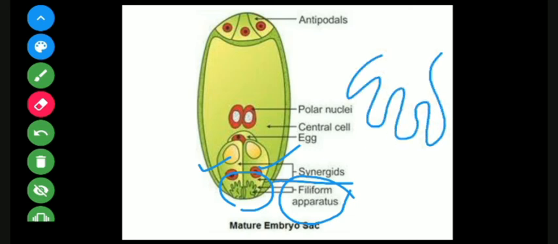This finger-like projection, or the filiform apparatus, will guide the pollen tube to enter through it. So when the pollen tube enters, it will enter from one of the synergids, and whatever content is present in the synergid cell will be provided to the pollen tube, so that the pollen tube will rupture and release two male gametes.